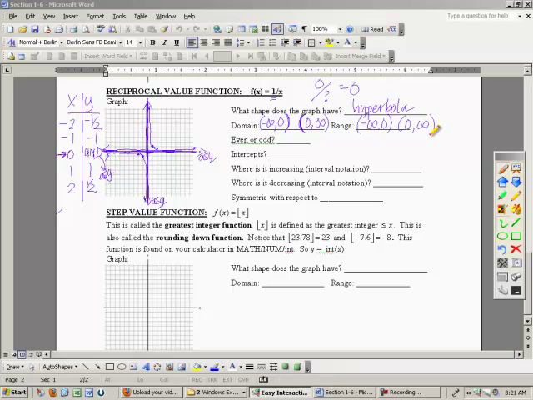Now your textbook throws in this U in between it. That U just means and. That's all that this means, is just and. So I'm saying I have this interval and this interval.